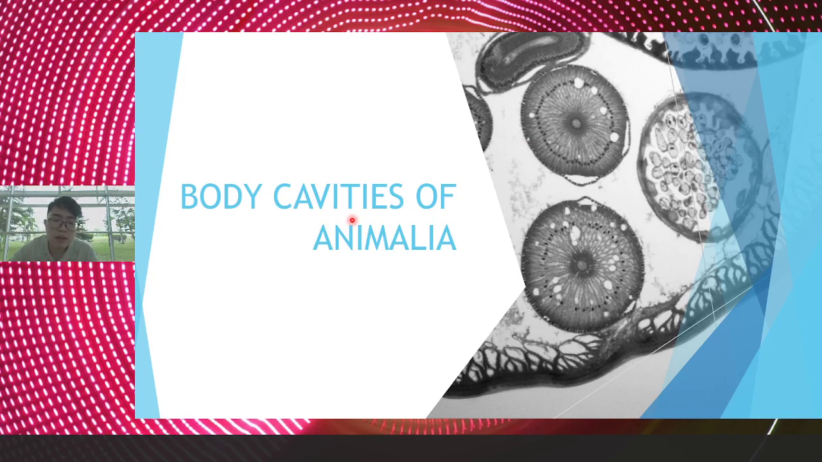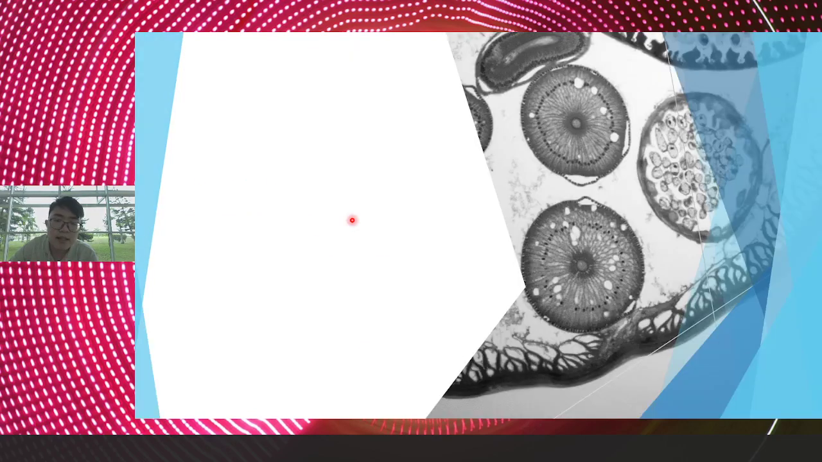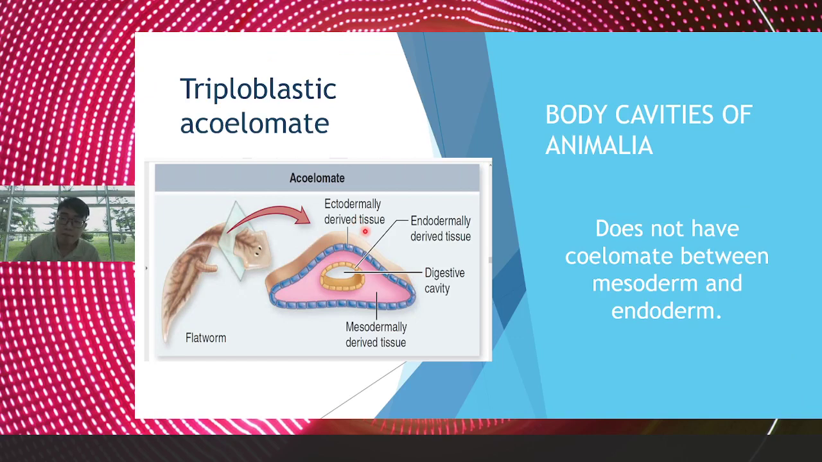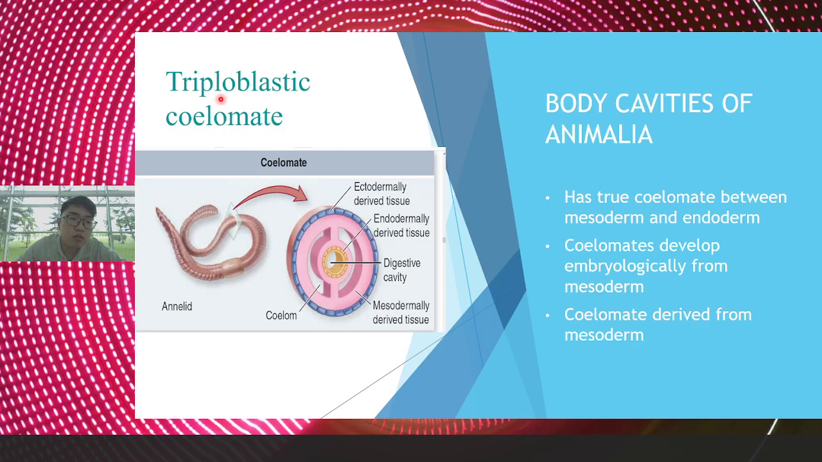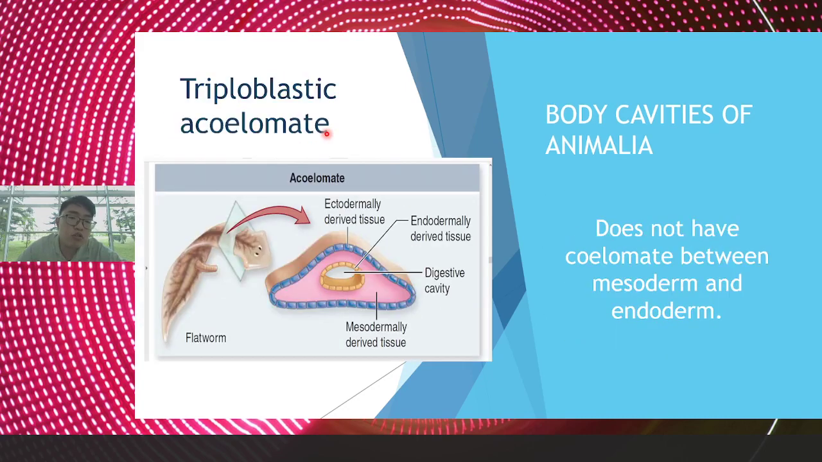Okay. Body cavities. You have to be alert. This is body plan, and then this is about the body cavities. Body cavities of Animalia contain 3 types. The first one is triploblastic acoelomate. Another one is triploblastic coelomate. The last one is triploblastic pseudocoelomate. So you see that only triploblastic animals contain body cavities. For diploblastic, it does not contain body cavities.